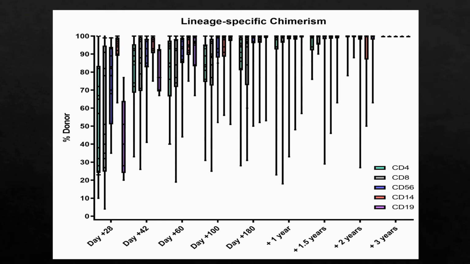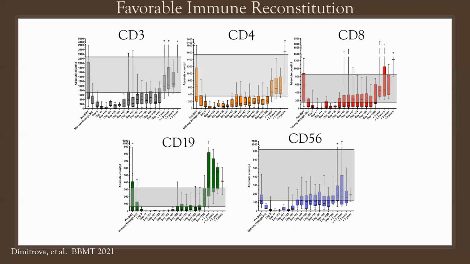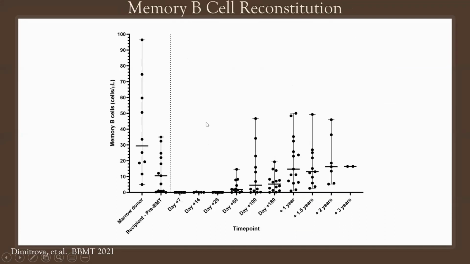However, in a more granular view of box and whisker plots of all the patients, some patients remained mixed chimeras even years after transplant. We did see, however, favorable immune reconstitution, and this shows immune recovery in various immune subsets over the years, going up to 3 years in this plot from the paper, and the gray bars indicate the reference range, the normal range.